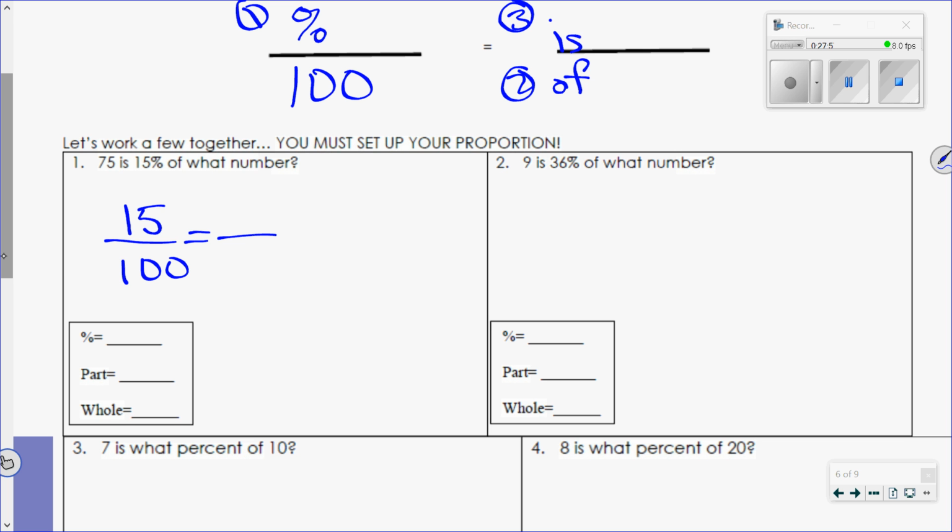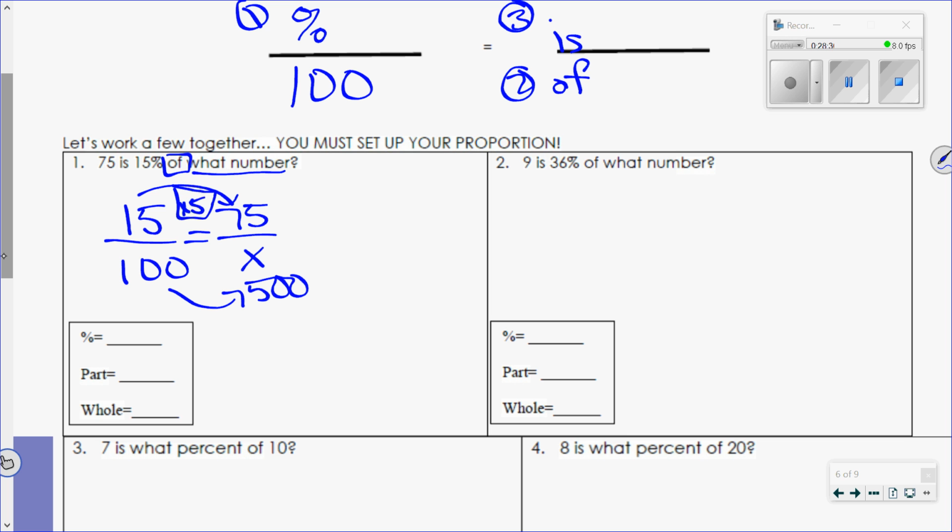Okay. What is my of? It doesn't give it. It only gives your of. Do I know my of? No. So if I don't know it, what goes there? So 75, whatever's left goes up here. Can I go 15 to 75 easily? Yes. Times 5. So what do I do at the bottom? Times 5. 5 times 5 gives me 500.